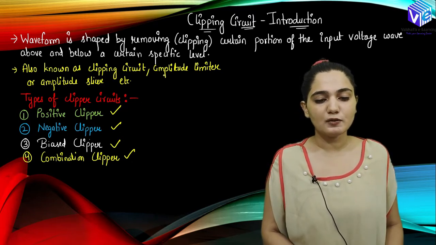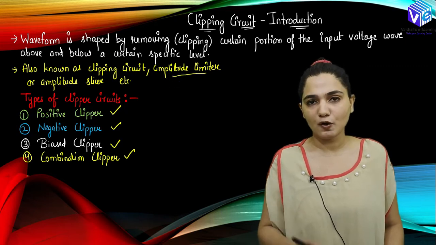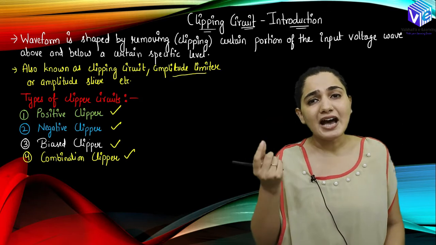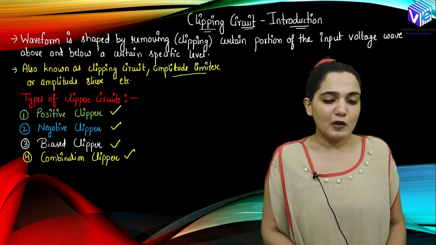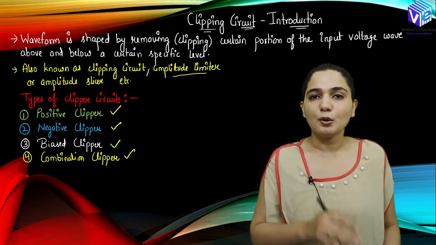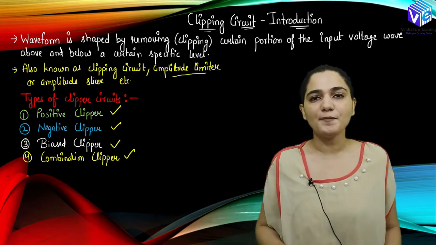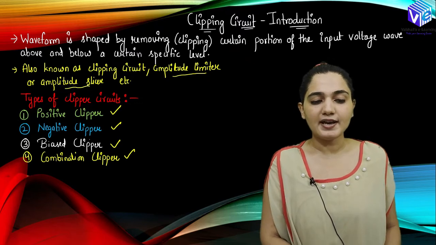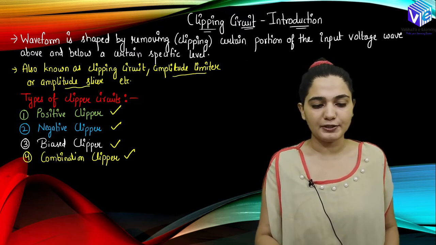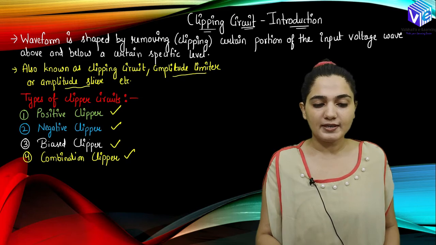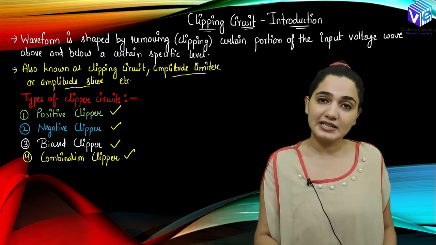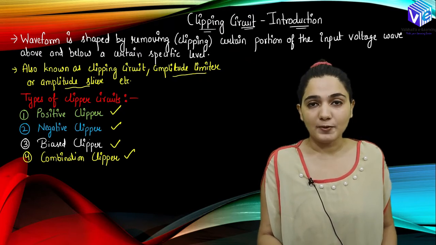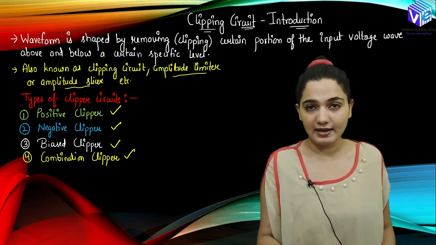Now, what is the alternate name of the clipper? The clipper circuit is also known as the amplitude limiter, because we are limiting the amplitude of the voltage or current to the desired level. It is also known as the amplitude slicer, because we are cutting the upper or lower amplitude. This is the reason we call it an amplitude slicer or amplitude limiter. Now coming to the various types of clipper circuits, we will see all of these types in this video itself, along with their operation and circuits in detail.